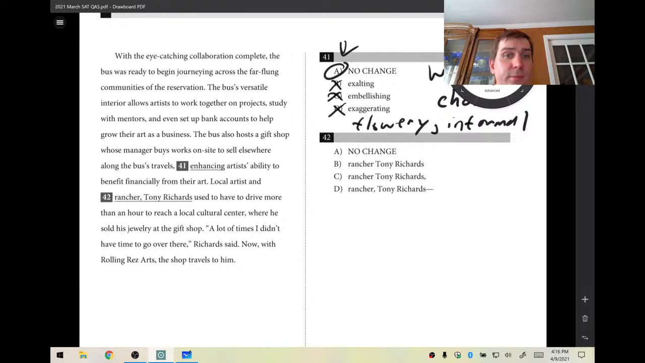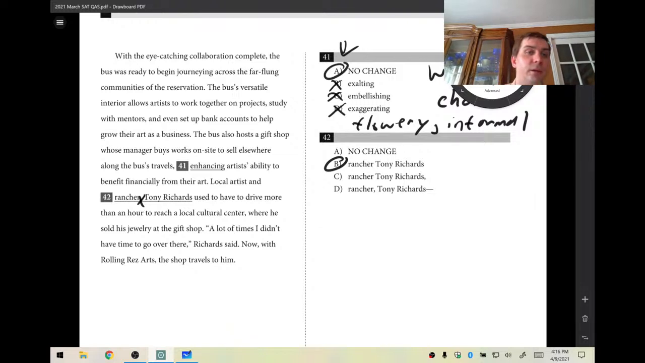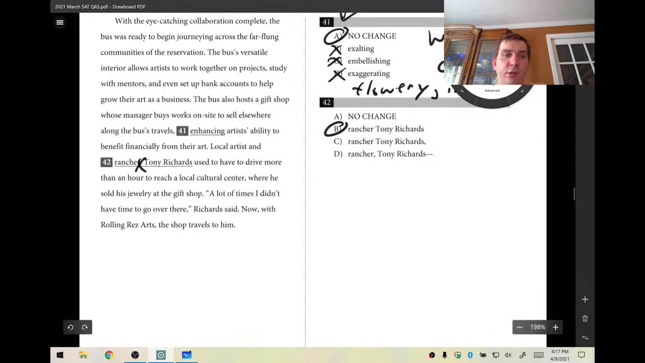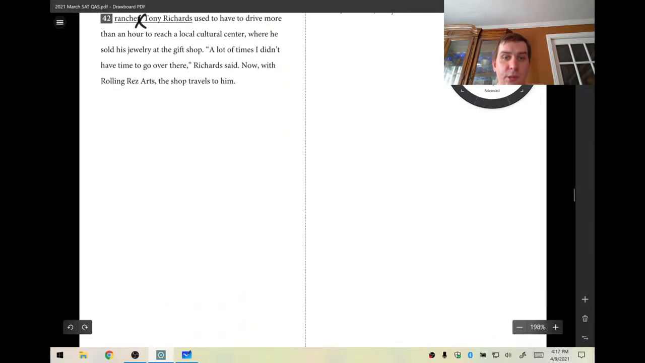42. Local artist and rancher, comma, Tony Richards. I think I'm missing a comma. What am I missing? No commas. This is too many commas right there. This should be no commas, B. Let me read that again. Local artist and rancher, Tony Richards. We don't need to introduce him with a comma. He can just come right in here. So local artist and rancher Tony Richards used to have to drive more than an hour to reach a local cultural center. We don't need a comma. You can't just throw in a comma everywhere. Let's look at 43.